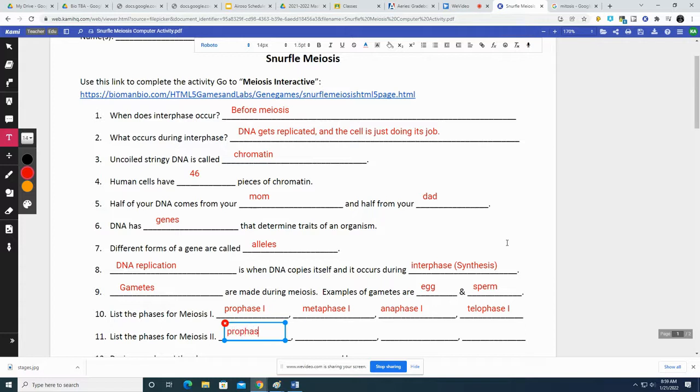Because there's a prophase II, metaphase II. That's where they line up in the middle again, but it's going to be a single file line of chromosomes, not a double file line. Anaphase II, that's where the sister chromatids finally are separated from each other. And telophase II.